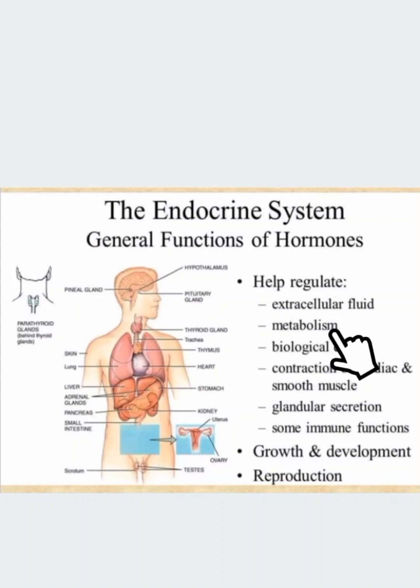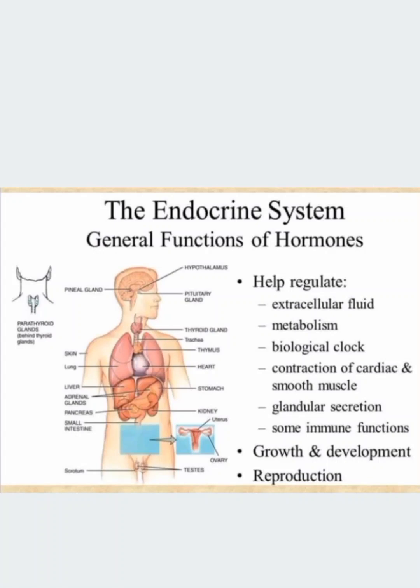In metabolism, the endocrine system has an important role. For example, thyroid hormone and growth hormone have important roles in metabolism. Biological clock: the pineal gland secretes melatonin, which is important for the biological clock. This is an important role in the sleeping cycle. Then we have contraction of cardiac and smooth muscle, another important endocrine system function. For example, epinephrine and norepinephrine are important hormones here.